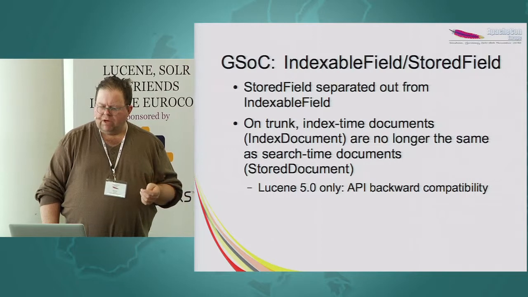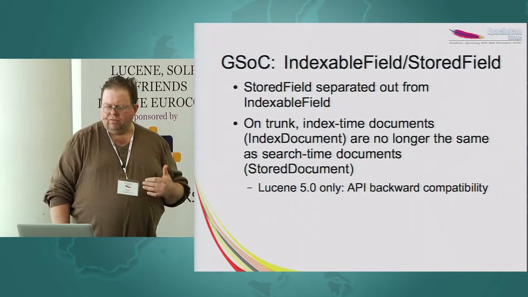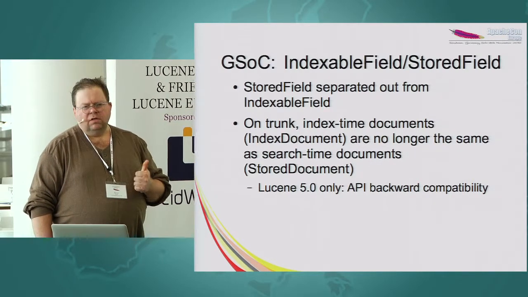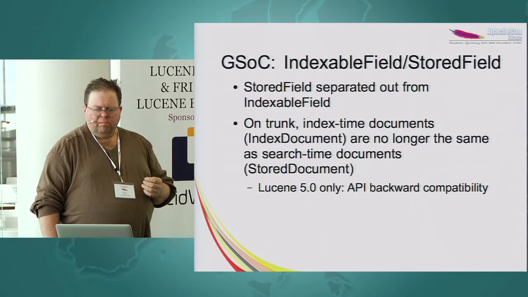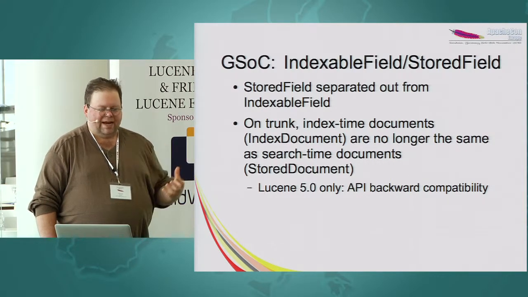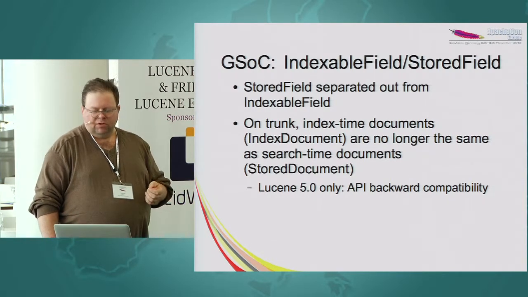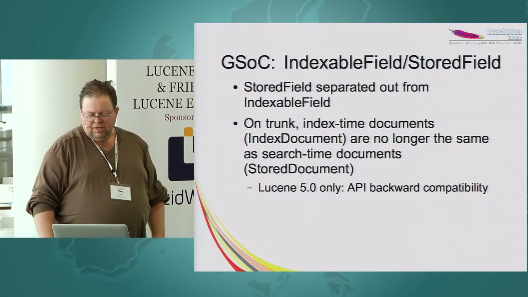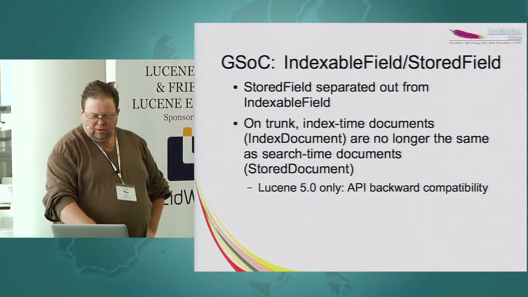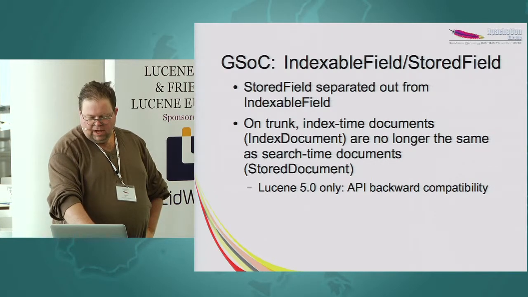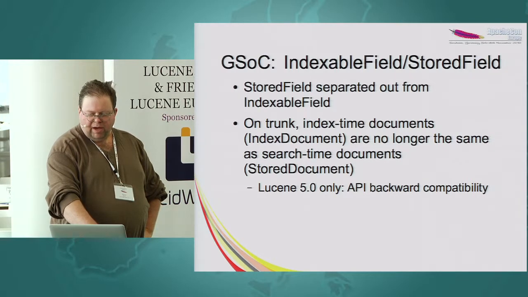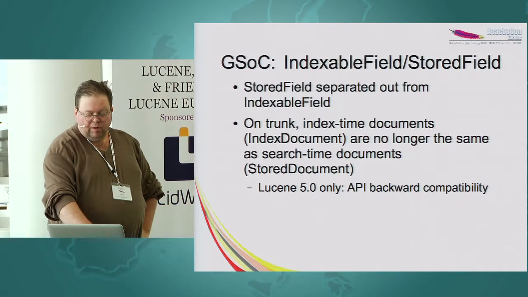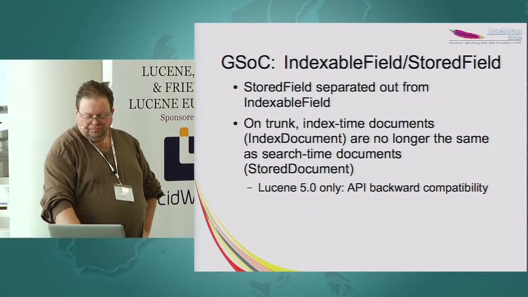The other Google Summer of Code project is about splitting indexable field and stored field. I mentioned a little bit before about one of the motivations for making this change, that sometimes there's confusion. People want to re-index a document they've retrieved from a search, but that's not kosher. So making it harder for people to make that mistake is one of the motivations here. I think because of API backward compatibility, I'm not entirely sure, that change won't be complete until Lucene 5.0.